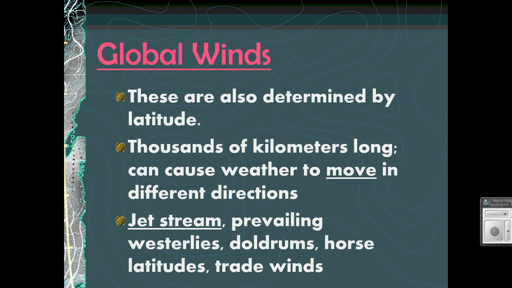The next factor that we're going to look at is global winds. We talked about these before. These are our big wind belts that go around the planet. Remember that the wind belts happen because of the Coriolis effect and because of the unequal heating of our planet.